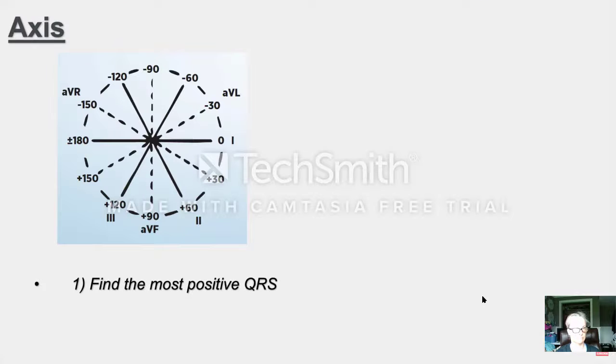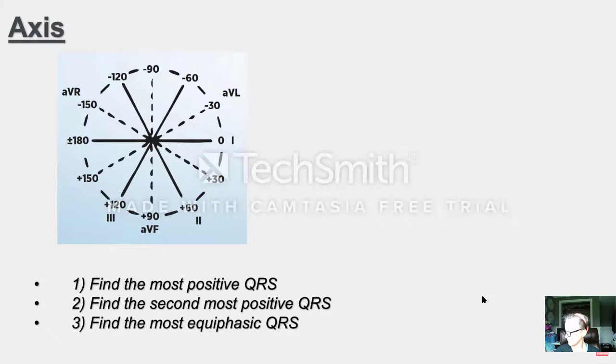Find the most positive QRS complex. So when you look at all of those leads on an ECG reading, find the lead with the most positive QRS complex. Then find the second most positive QRS complex. So look for a lead that has a second most positive QRS complex. And then you want to look for a lead that has the most equiphasic QRS complex, which means that you see an R wave that's equally as positive as an S wave that's negative.